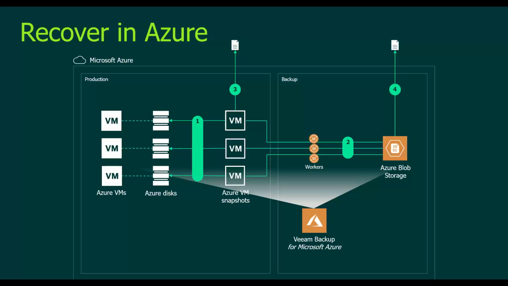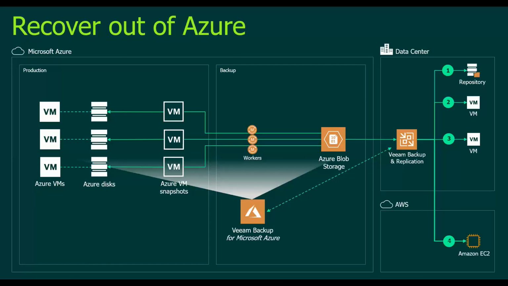Looking at the file level recovery, it's the same depending on the need. Open the Azure snapshot of that specific VM, browsing through it, requesting the files you need, or doing it directly from Azure Blob.